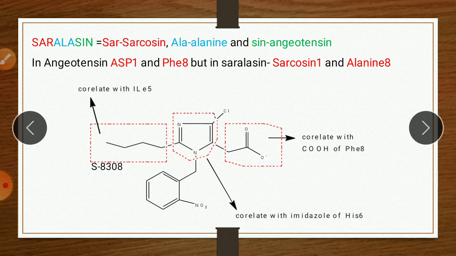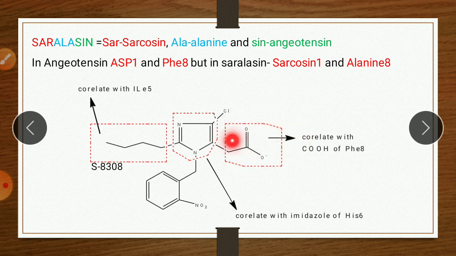of S8308 which overlap with three binding sites of angiotensin II. So which are these three binding sites? The first binding site is this one. In the first binding site, the ionized carboxylate group of S8308 correlates with the carboxylate group of phenylalanine of angiotensin II. So it is the first binding site.